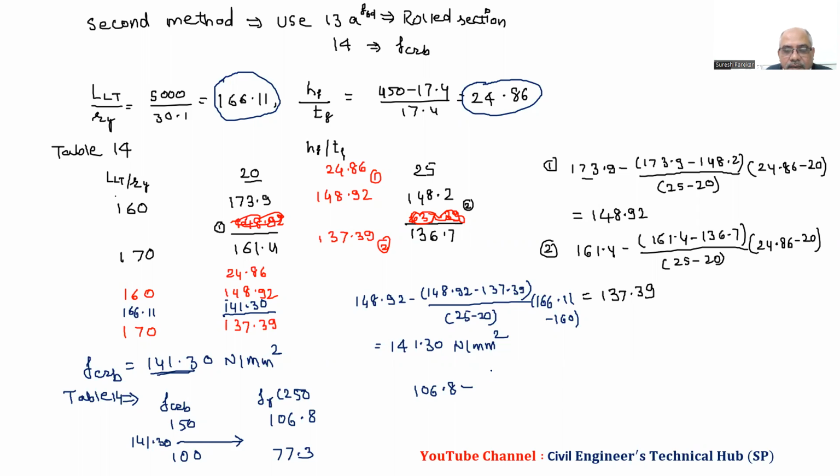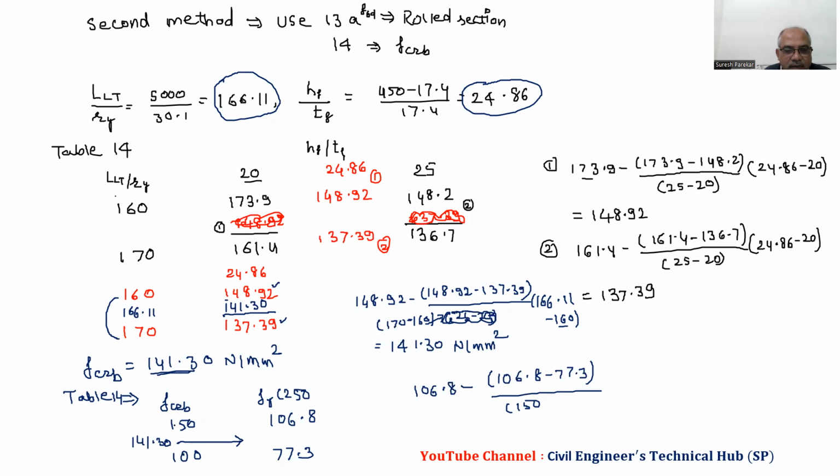106.8 minus 77.3 divided by 150. No, sorry, this is not 25 minus 20, because we are with 148.9 to 137. So we have to use these two values. So please make a correction over here. This is 170 minus 160, because here also we have taken 160. So that correction you have to make over here.